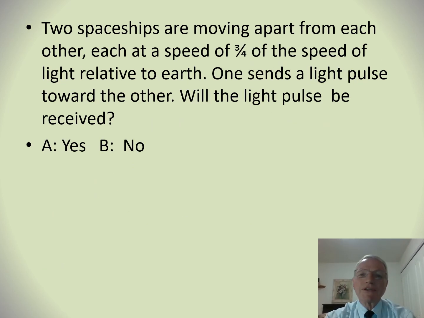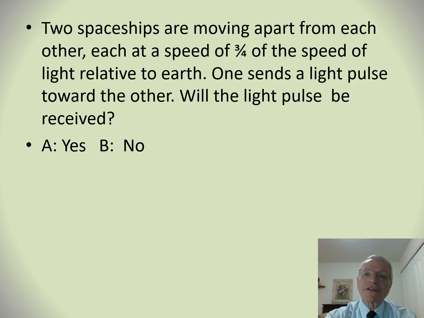Now let's do it with spaceships. Of course, I'm not going to let the spaceships move at 1.5 times the speed of light. You can't do that. We don't know how to make anything go faster than the speed of light. So we'll let them be at 3/4 of the speed of light. That's pretty fast. Their relative speed, if one's going 3/4 to the right and the other one's going 3/4 to the left, that's 1.5. Their relative speed with respect to each other in the frame of the Earth is 1.5 times the speed of light.